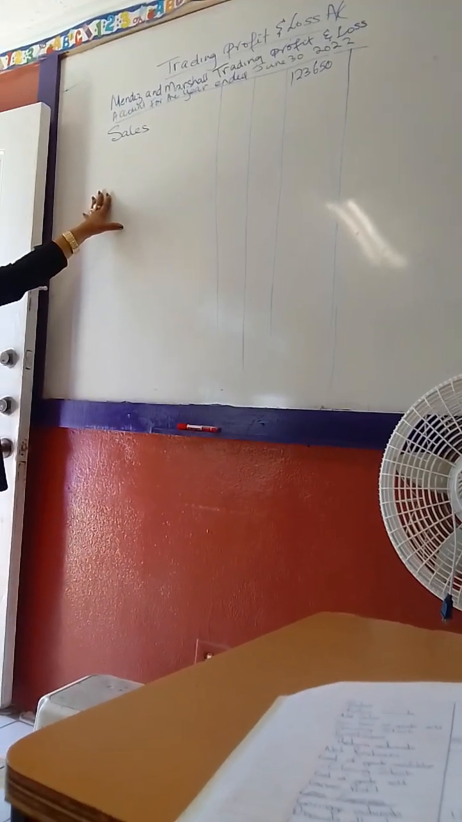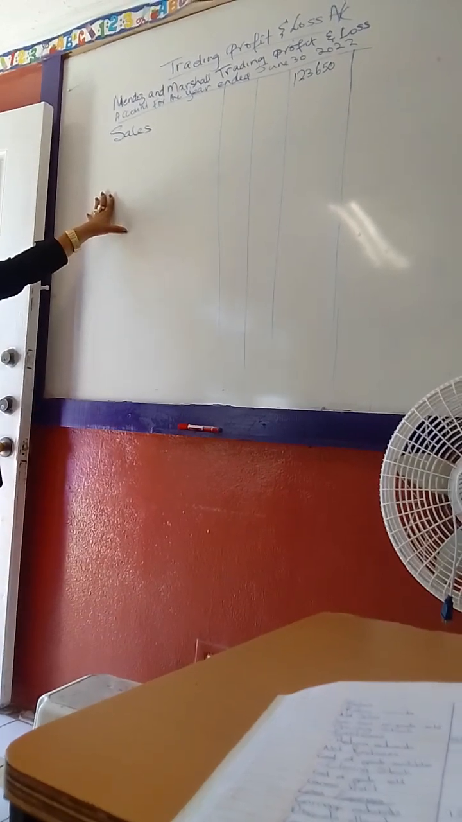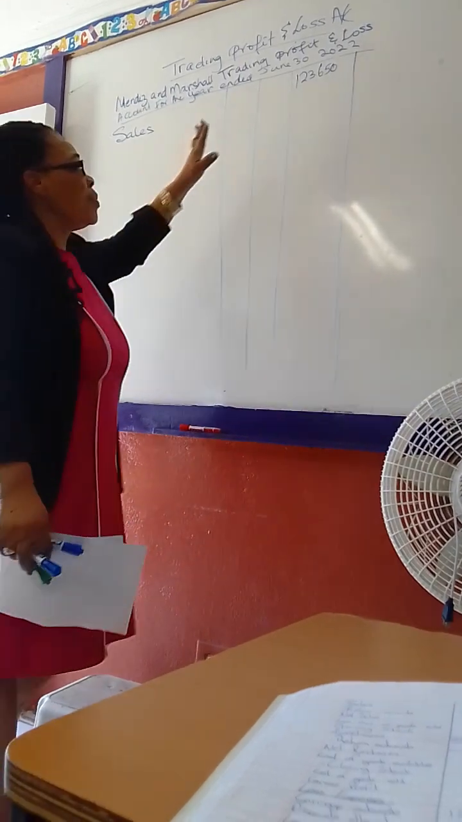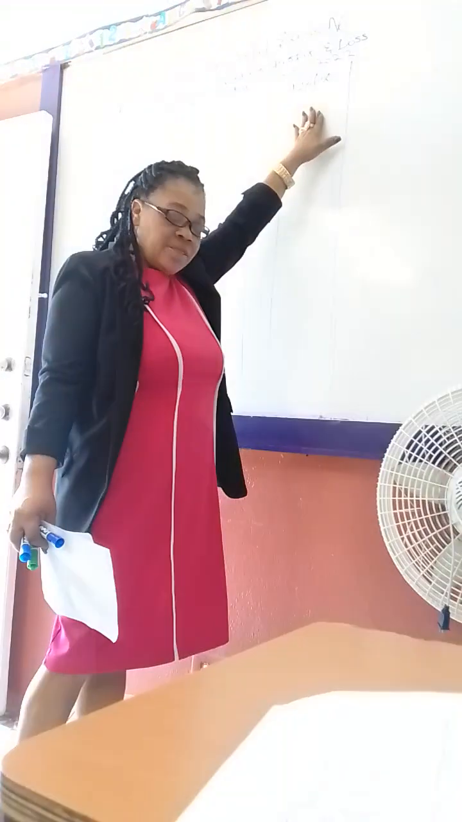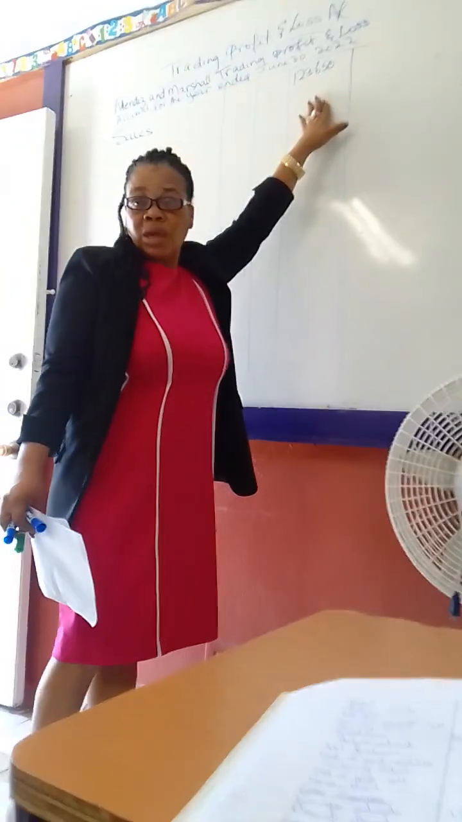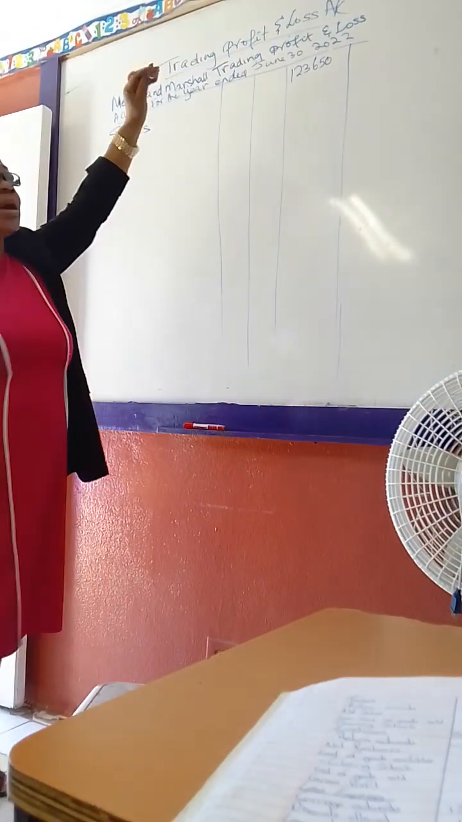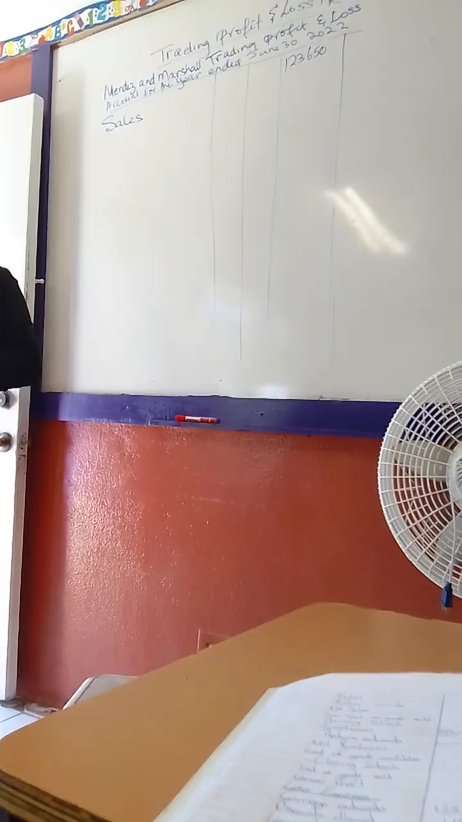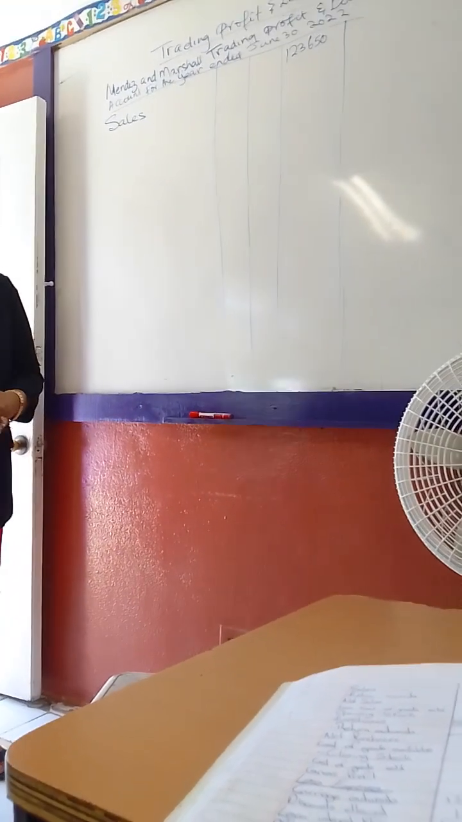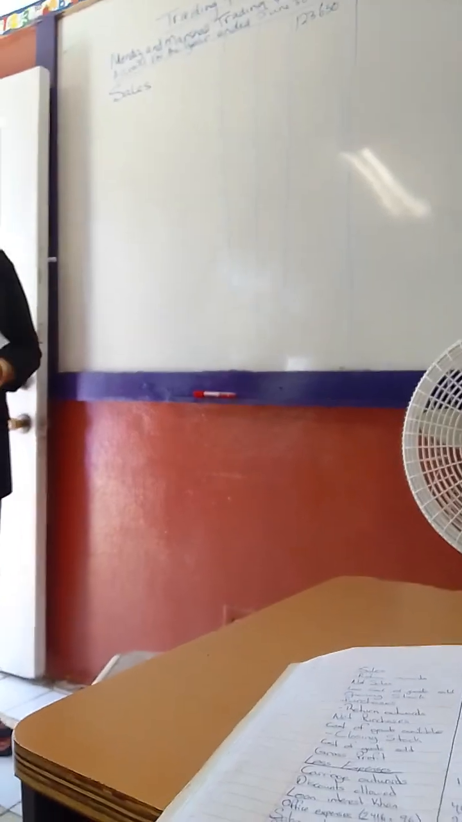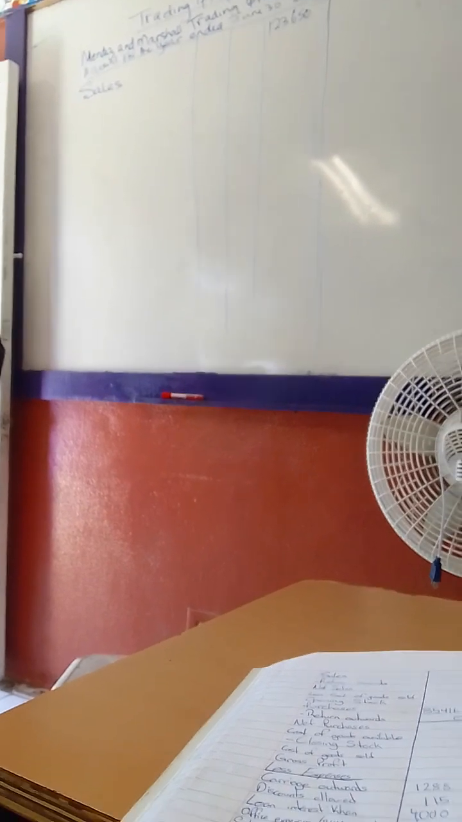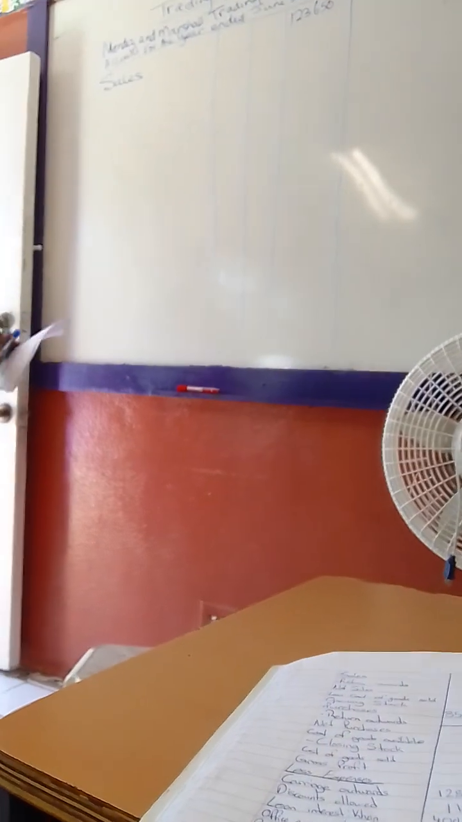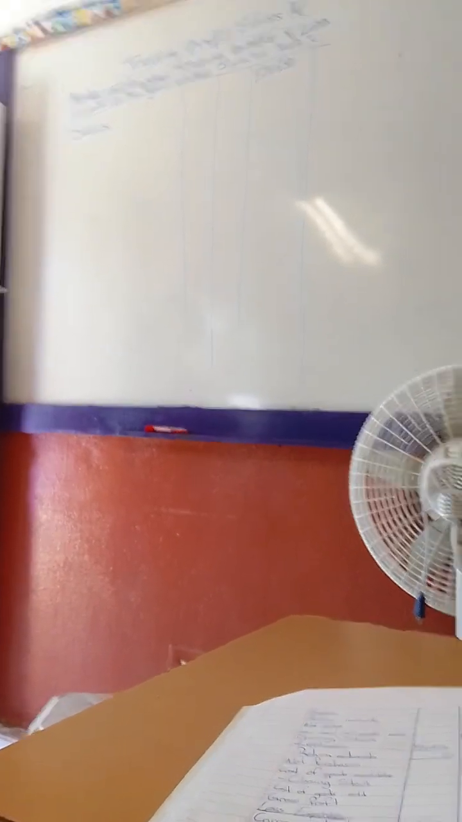I have sales, and we have our sales figure of 123,650, and notice that my sales figure is in the farthest column out. I have three columns, and I'm putting that all the way up there. Then I am going to look to see if I have sales return, or returns inward. Did we have any of those? No, I did not have any of those.